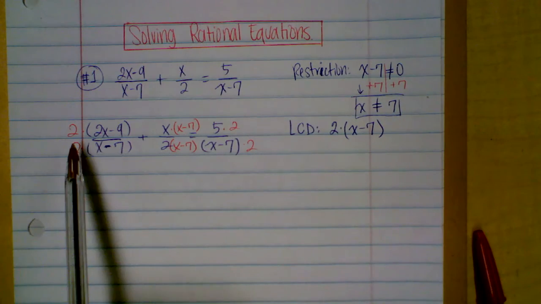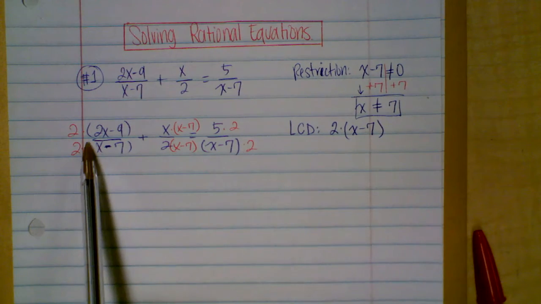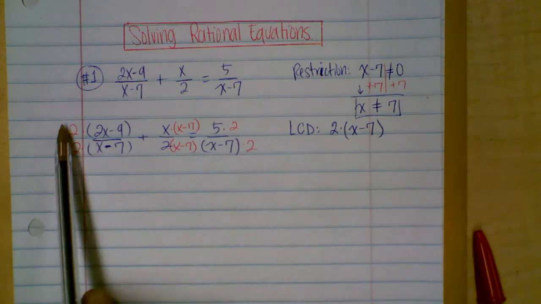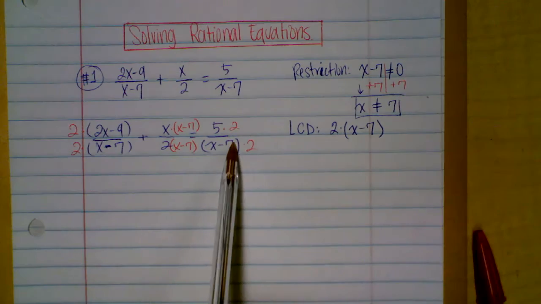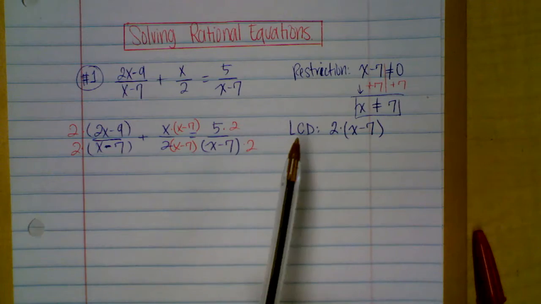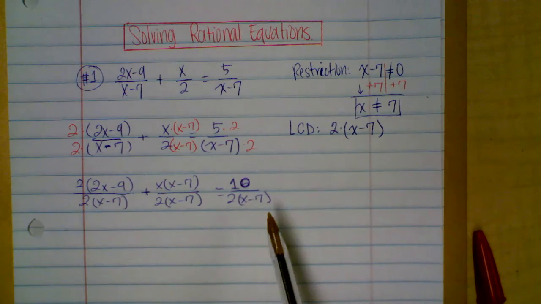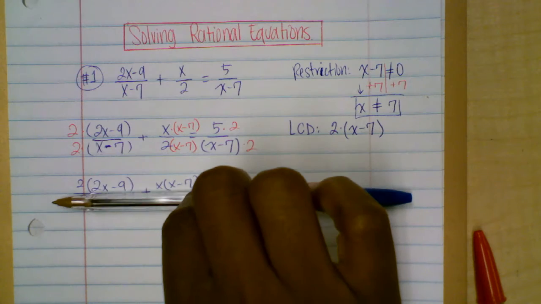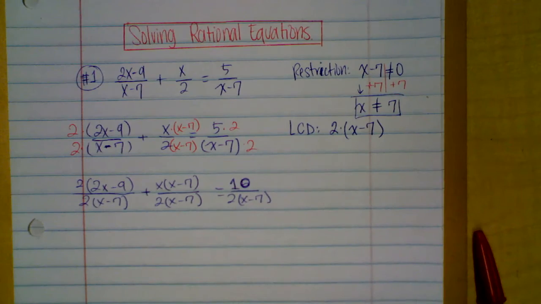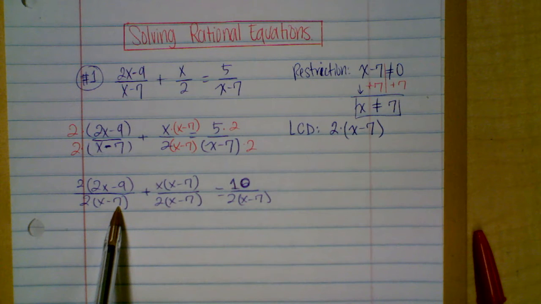So now I'm going to multiply each term. I'm going to rewrite the rational equation having the same LCD, the same denominator of 2 times x minus 7. Now they have the same denominator. Remember, to solve a rational equation, the goal is we want to get rid of the division by the LCD, which is 2 times x minus 7.